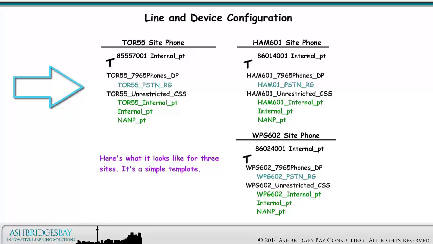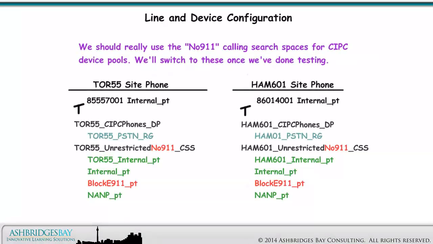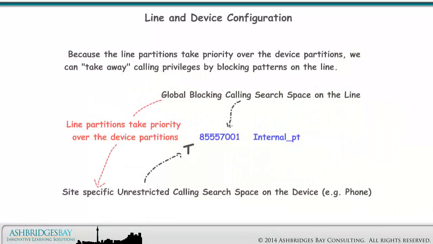Here's what it looks like for 3 sites. It's a simple template. We should really use the No 911 calling search spaces for CIPC device pools. We'll switch to these once we've done testing. Because the line partitions take priority over the device partitions, we can take away calling privileges by blocking the patterns on the line.